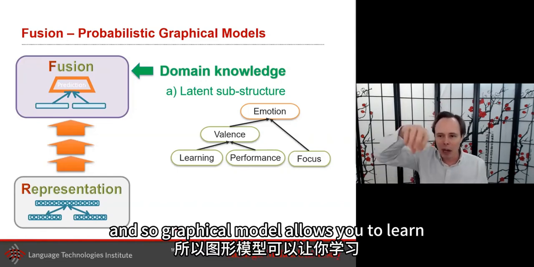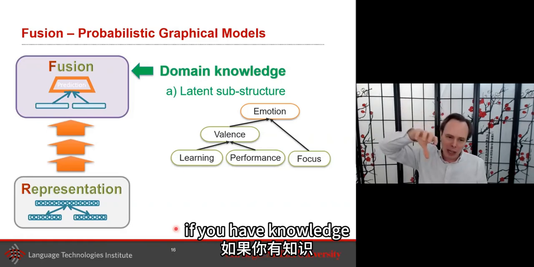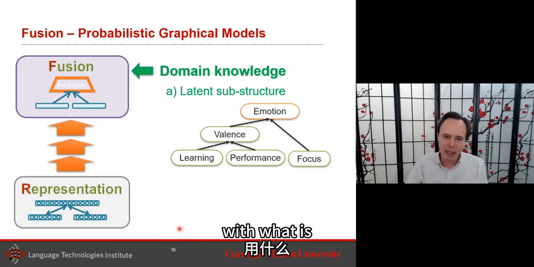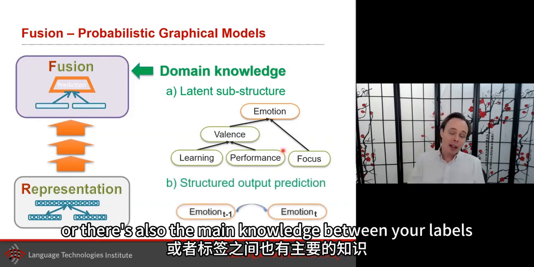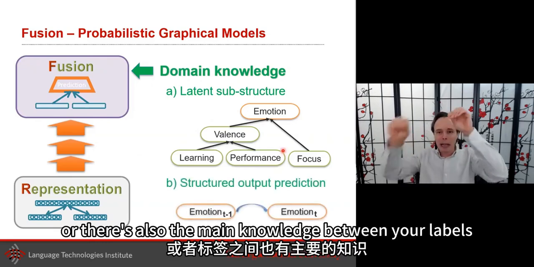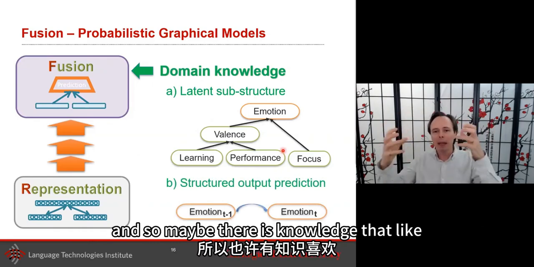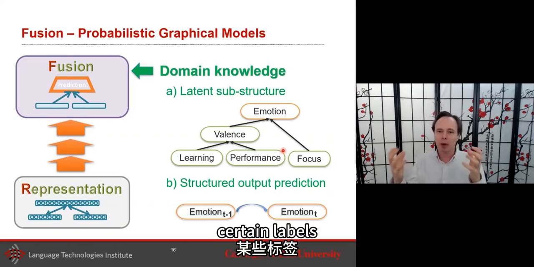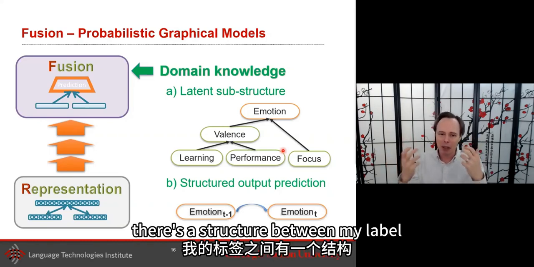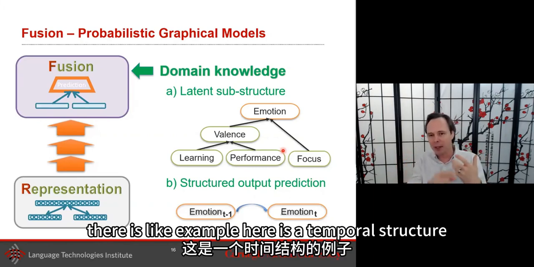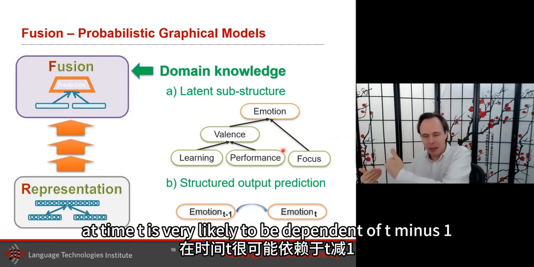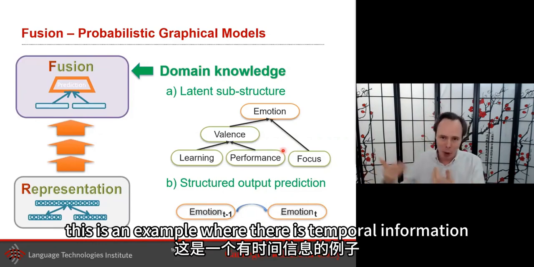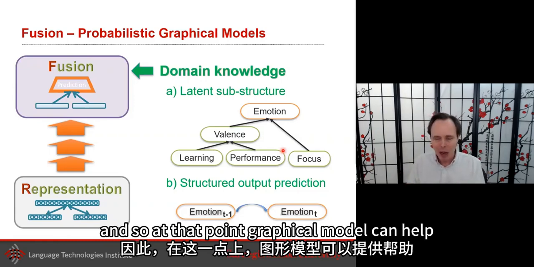And so a graphical model allows you to learn, if you have knowledge, what is underneath your emotion, something that's latent. Or there's also domain knowledge between your labels. Maybe there is a structure between my labels. An example here is a temporal structure, meaning my emotion at time t is very likely to be dependent on t-1. This is an example where there is temporal information. And so at that point, a graphical model can help.